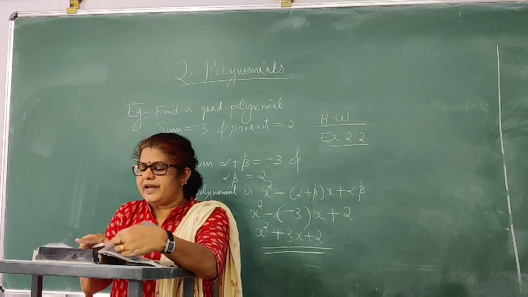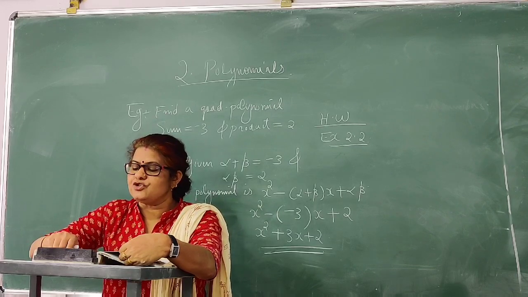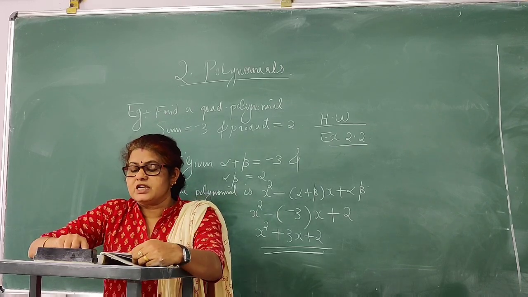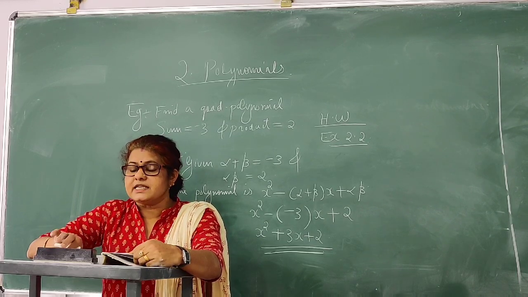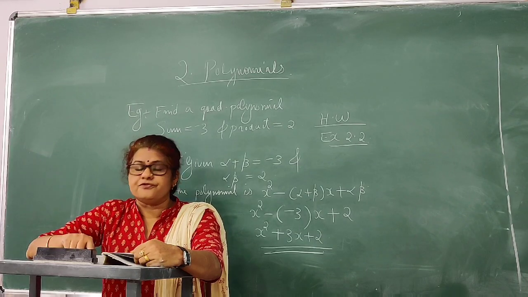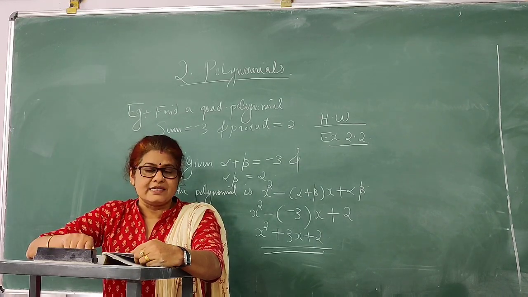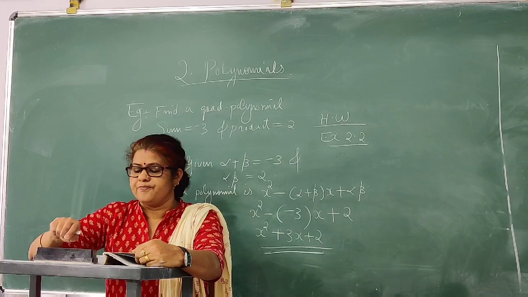And you may do the second exercise, that is exercise 2.2. The first question is to find the zeros and verify the relationship between the zeros and the coefficients. And the second question is to find the quadratic polynomial given the sum and product of its zeros.